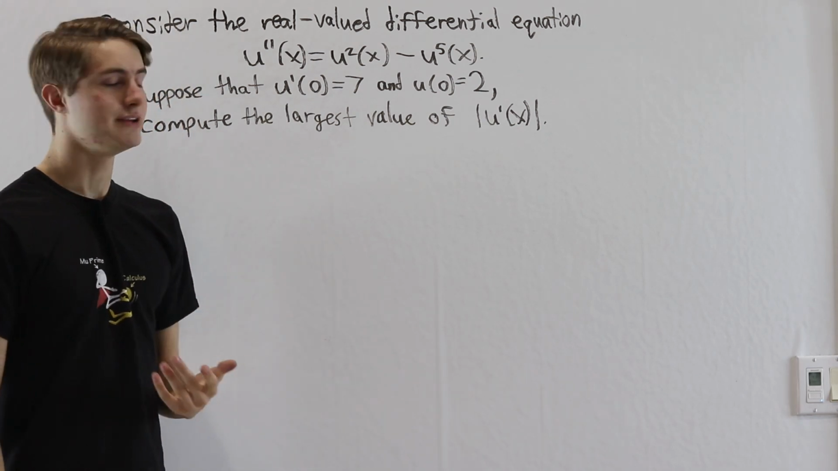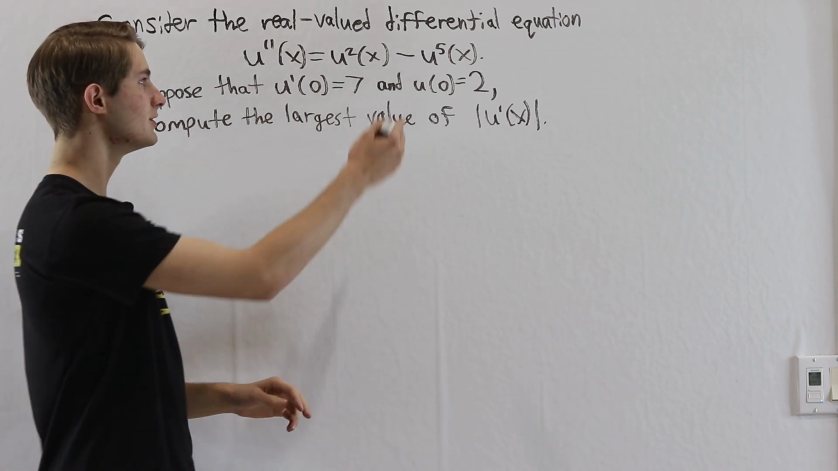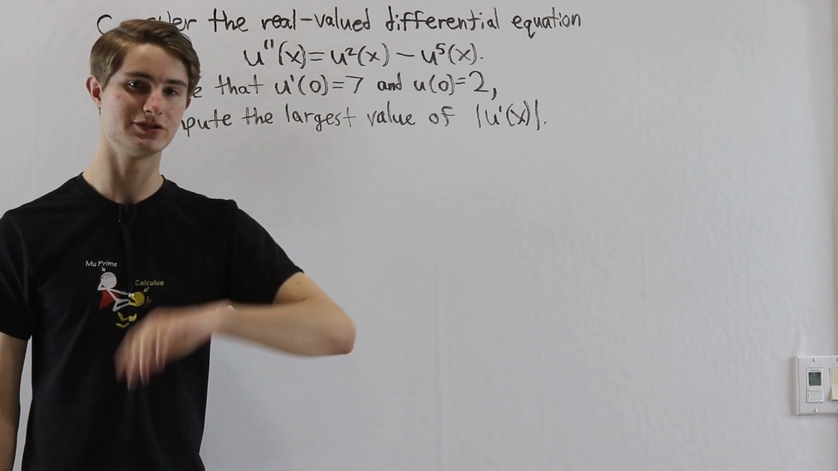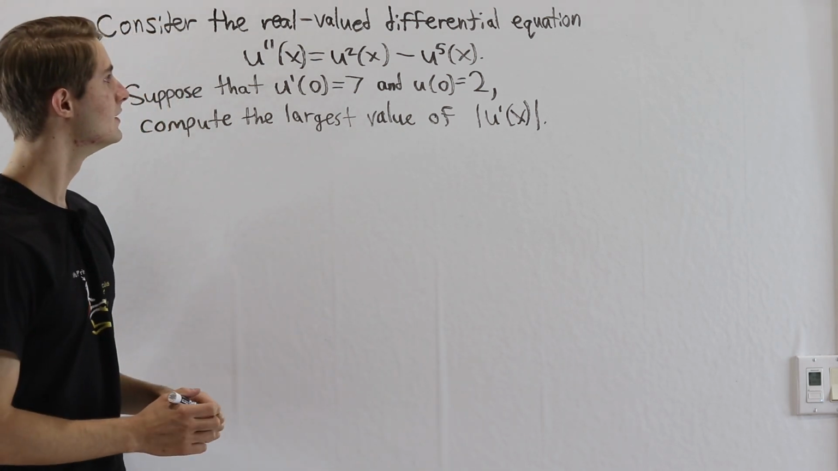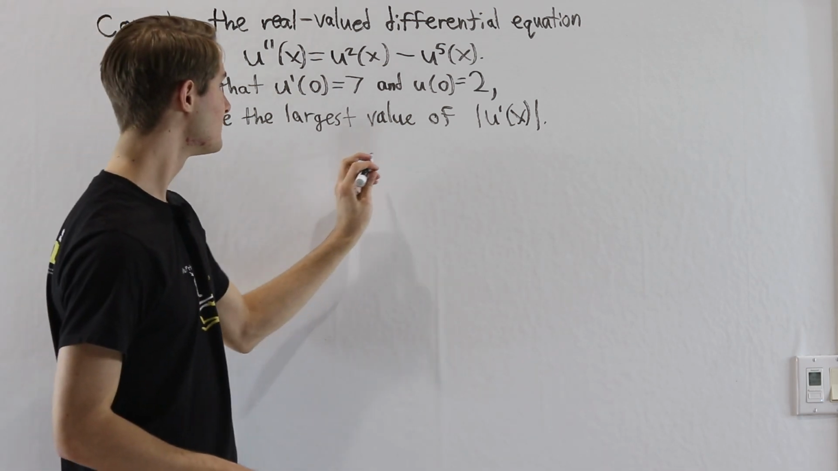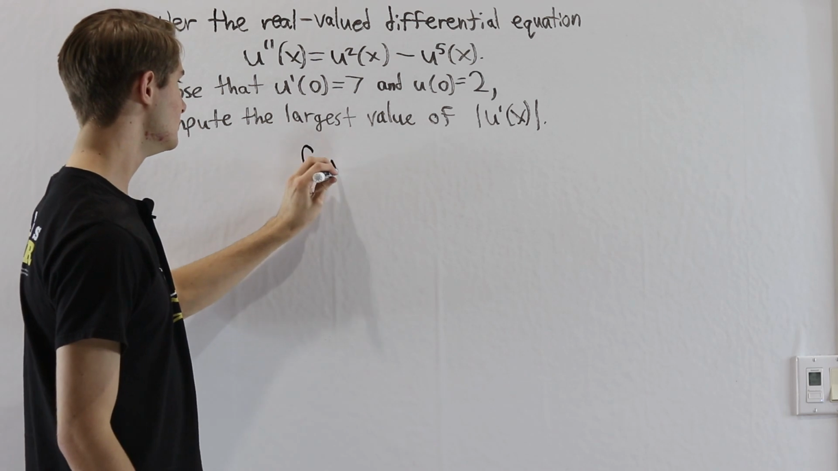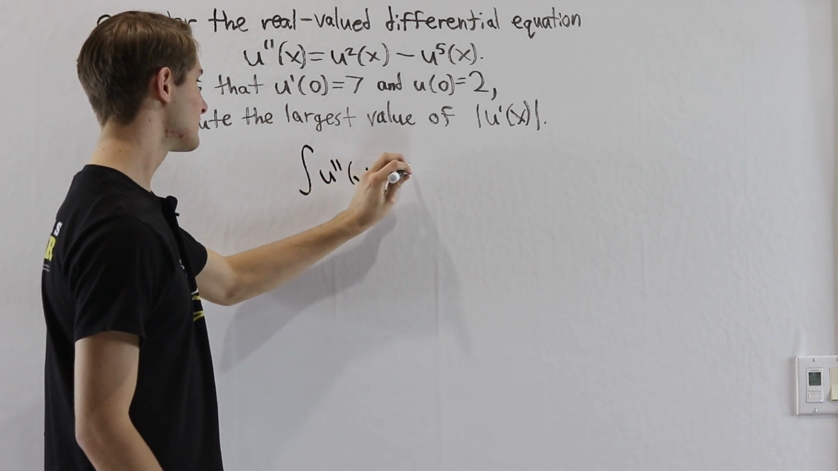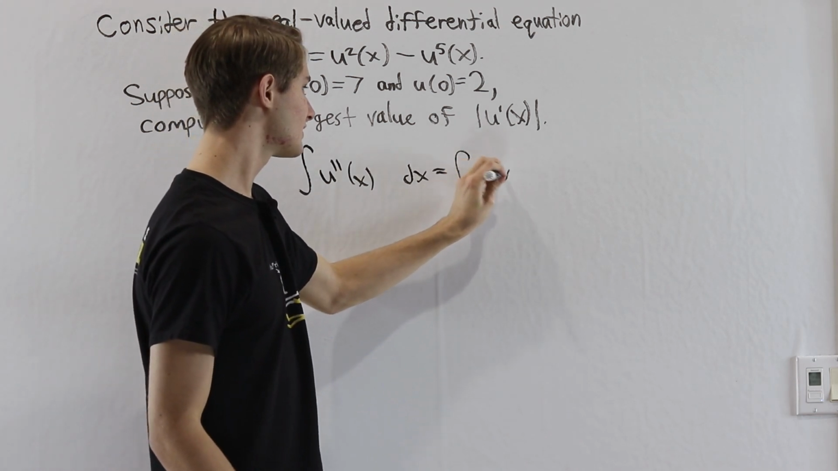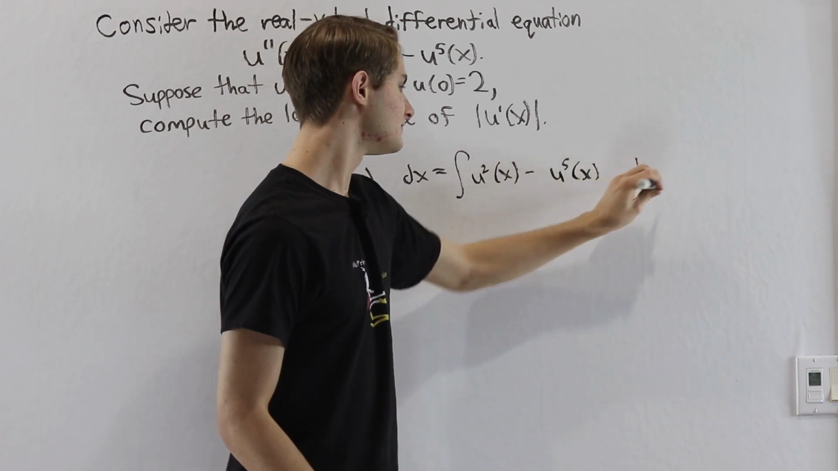What would be really nice is if we could integrate this in terms of u, because we know the integral of u to the fifth with respect to u is just going to be u to the sixth over 6, nice and easy. Is there any way that we could do that? Well, let's think about what we have right now. If we wanted to take the integral on both sides, we'd have the integral of u''(x) dx equals the integral of u²(x) − u⁵(x) dx.